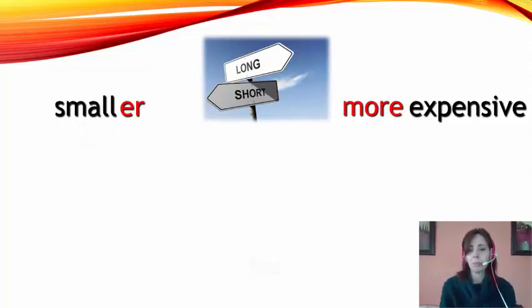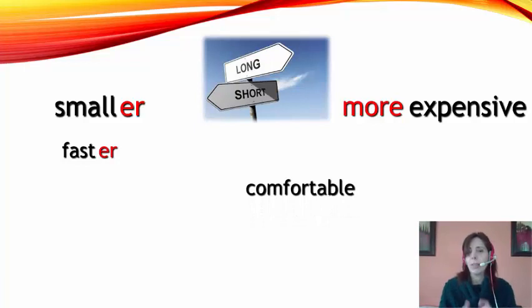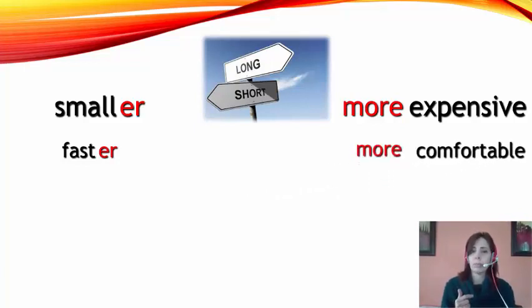Okay, let's practice. What about this one? Fast. Faster. Yes, it's short. That's easy. It's one syllable, so we say faster. Remember the movie, Faster and Furious? Okay, comfortable. That's long. So you say more comfortable. Another one. Heavy. Okay, two syllables. In general, they are considered short. So you say heavier, heavier. You change the Y.